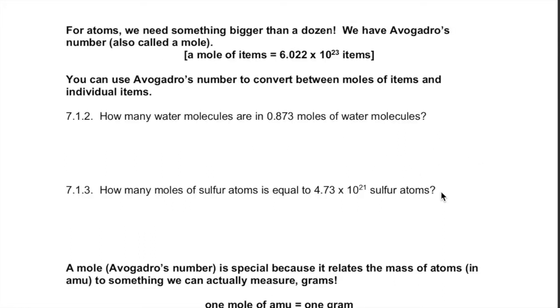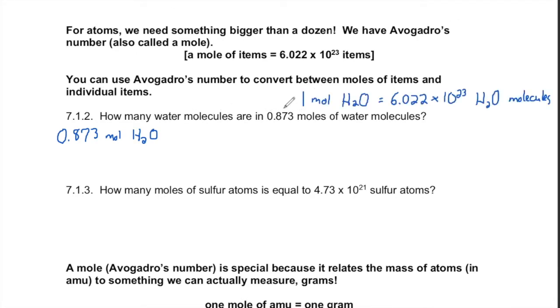All right, so let's see if we can use it in a conversion. This first one we're going to try to convert 0.873 moles of water molecules into individual water molecules. The relationship that we're going to use here is Avogadro's number. 1 mole of anything is 6.022 times 10 to the 23rd of that thing. Remember, a mole of items is this number of items. So this is our relationship.